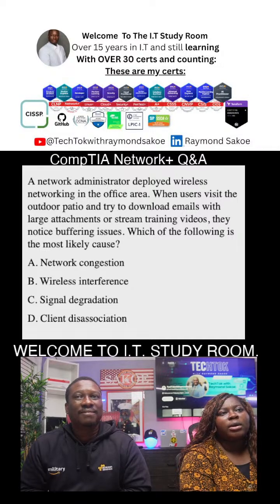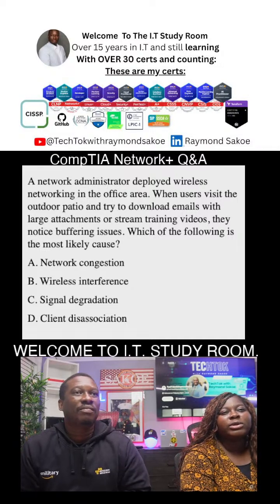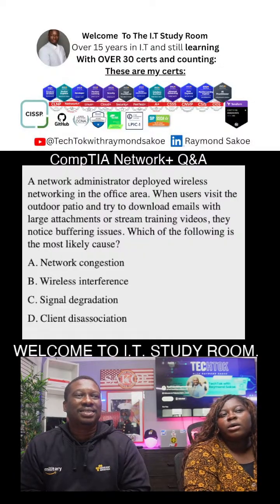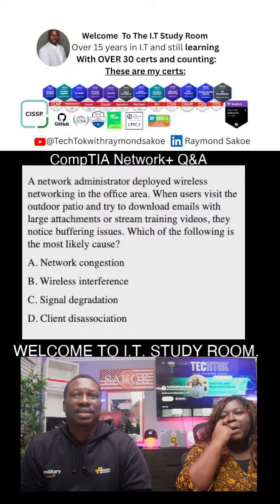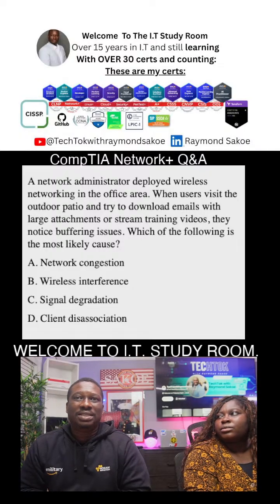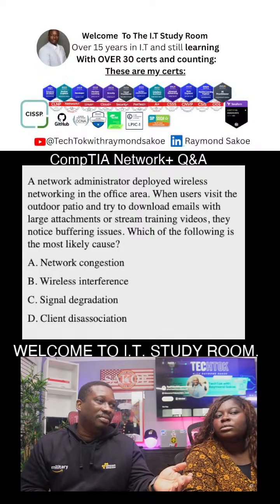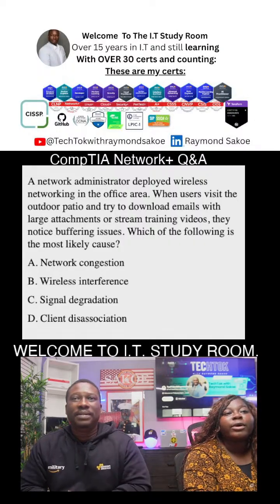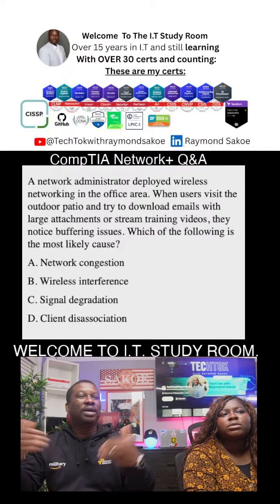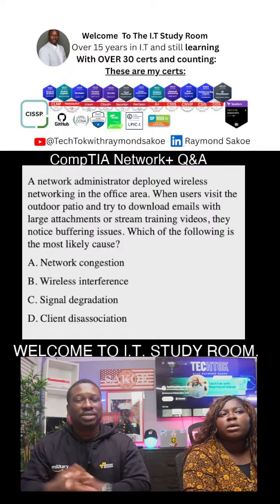Tom is saying sort of B or C, assuming C is the best answer given the info. Exactly. So what's the answer? It's C. It can be B, wireless interference, for example a microwave. Network congestion basically means so many people on the network, which could have been an issue.